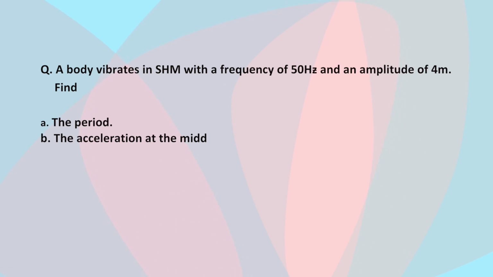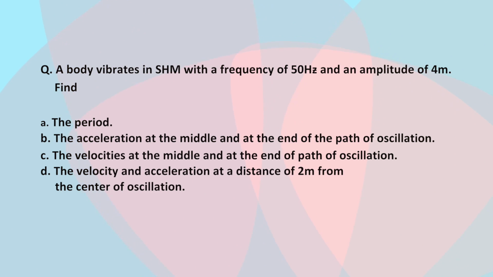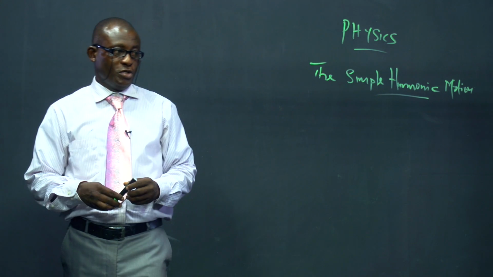The question is this. A body vibrates in simple harmonic motion with a frequency of 50 Hertz and an amplitude of 4 meters. Find A, the period, B, the acceleration at the middle and at the end of the path of oscillation, C, the velocities at the middle and at the end of the path of oscillation, and D, the velocity and acceleration at a distance of 2 meters from the center of oscillation. Now, solution to this question.